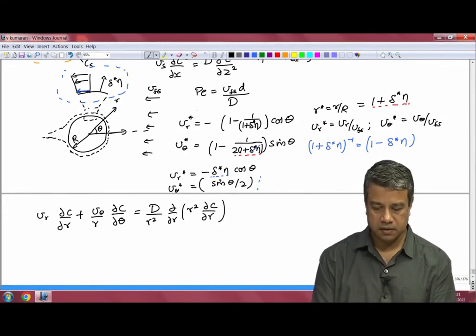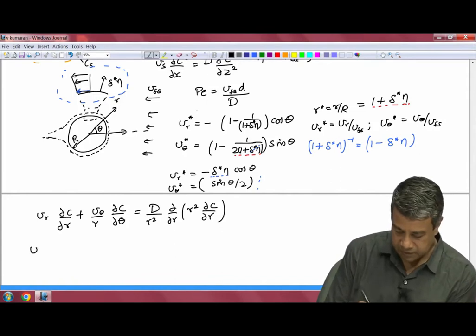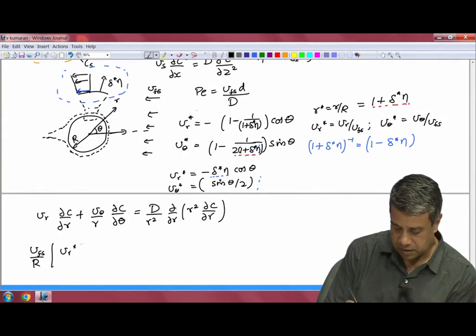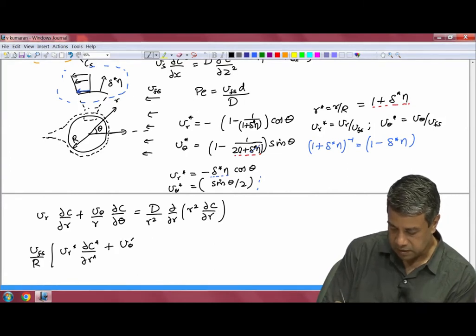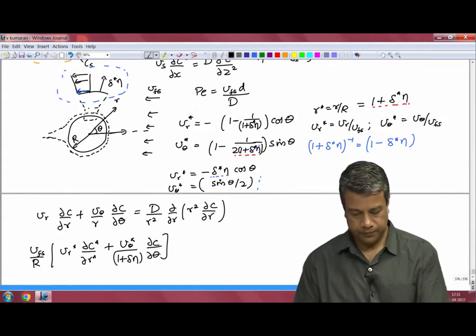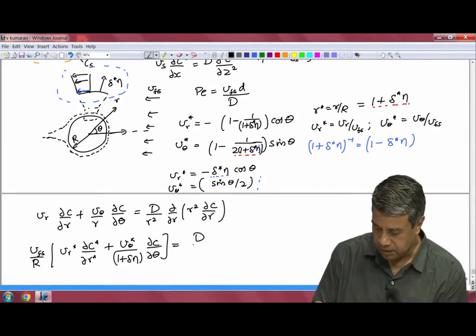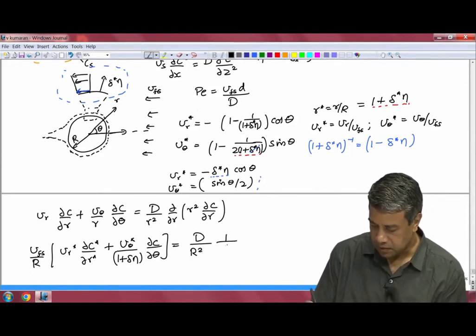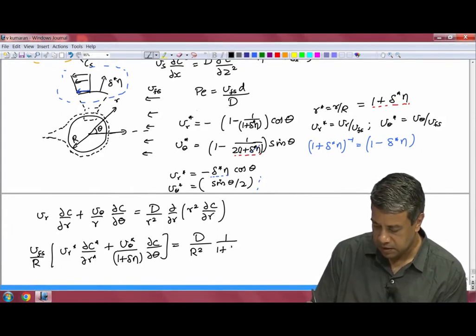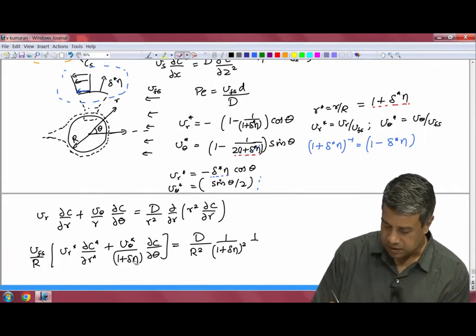Scaling this equation, on the left side you can see that we will get V free stream by R into Vr star partial C by partial R plus V theta by 1 plus delta eta, is equal to D by R square, 1 by R, 1 plus delta eta the whole square. Let me write this as delta x.